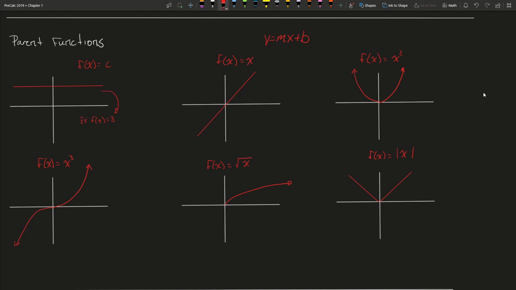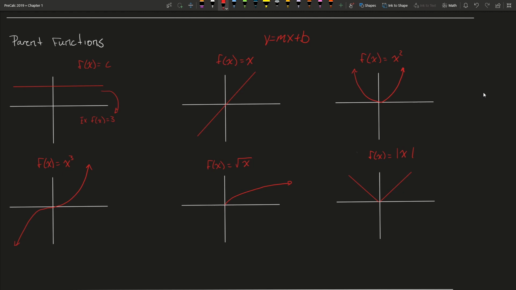The next function we have is f of x is equal to x squared, which is the parabola. We know a lot about this. We know how to find the zeros. We know how to find the vertex, which we will go over later. X squared is the parabola. The next is f of x is equal to x cubed. Starts low, ends high. F of x is equal to the square root of x. Starts at 0, 0, kind of gradually goes off into the positive direction.